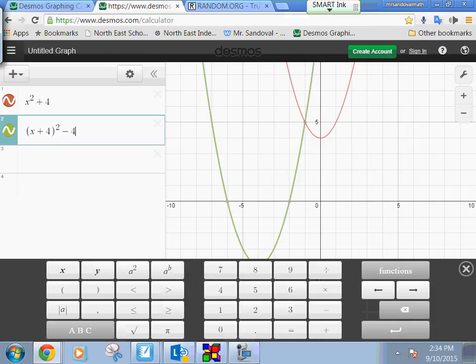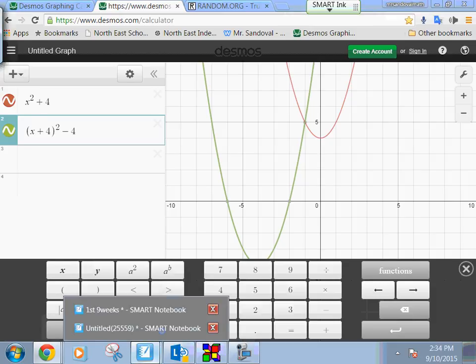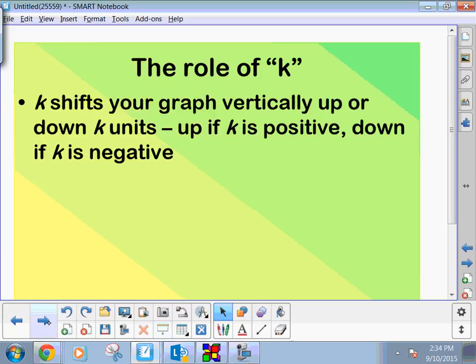The nice thing about k is that it's a direct variation. Direct means that if it says +4, it's moving up 4 vertically. If it says -4, it shifts down 4. So the conclusion is this. This is the important part I want you to write down: k shifts your graph vertically up or down k units. Up if k is positive, down if k is negative. It's easier because there are no additional things. It's very direct.